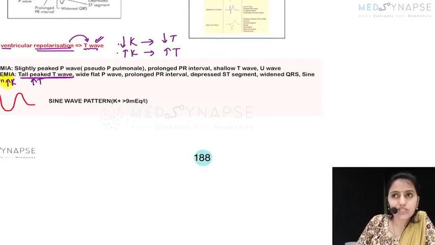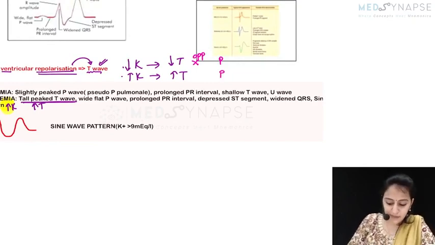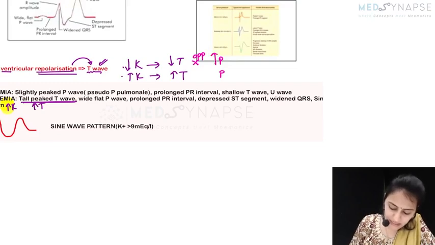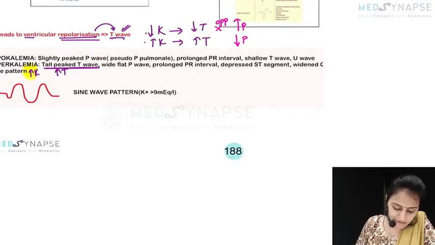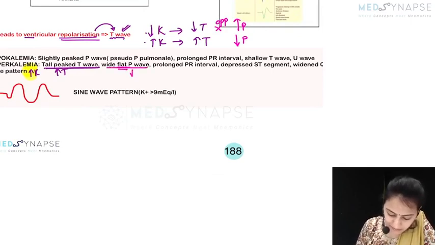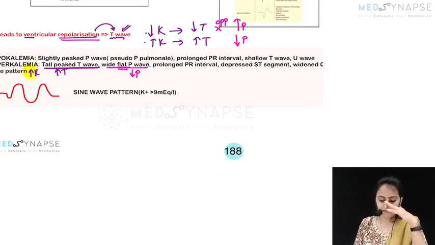Remember the effect on the P wave is opposite. Opposite with the P wave. If the T decreases, what happens to the P? Increases. If the T increases, what happens to the P? Decreases. So if it is tall tented T wave here, what is happening to the P wave? Flat. Increase T is decrease P.